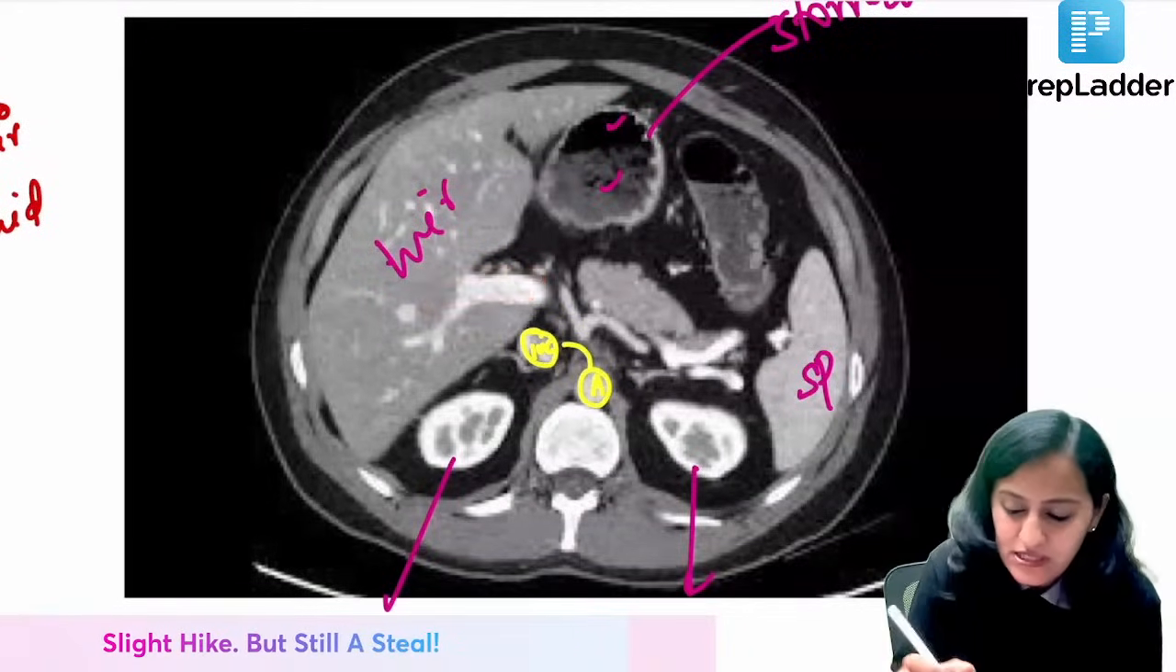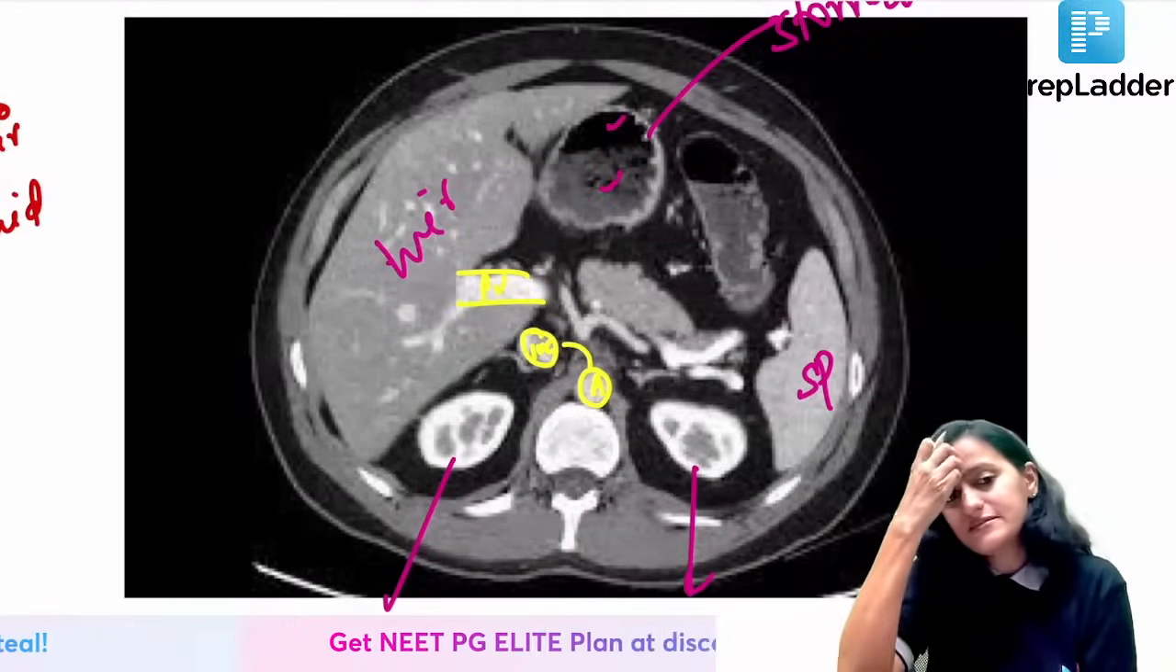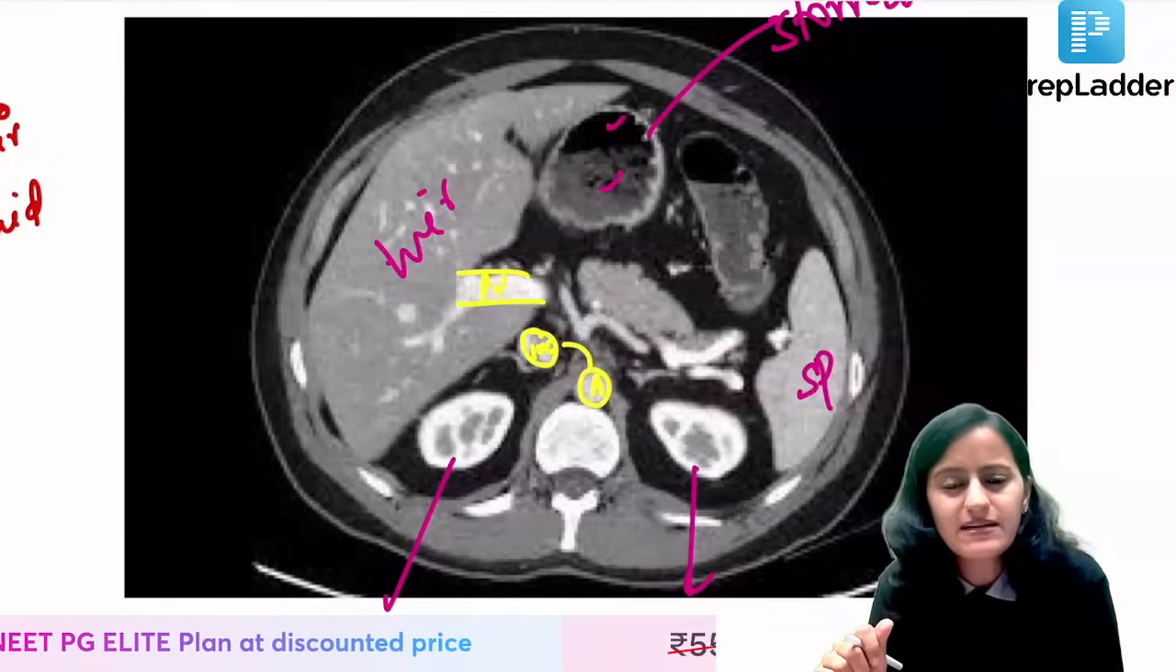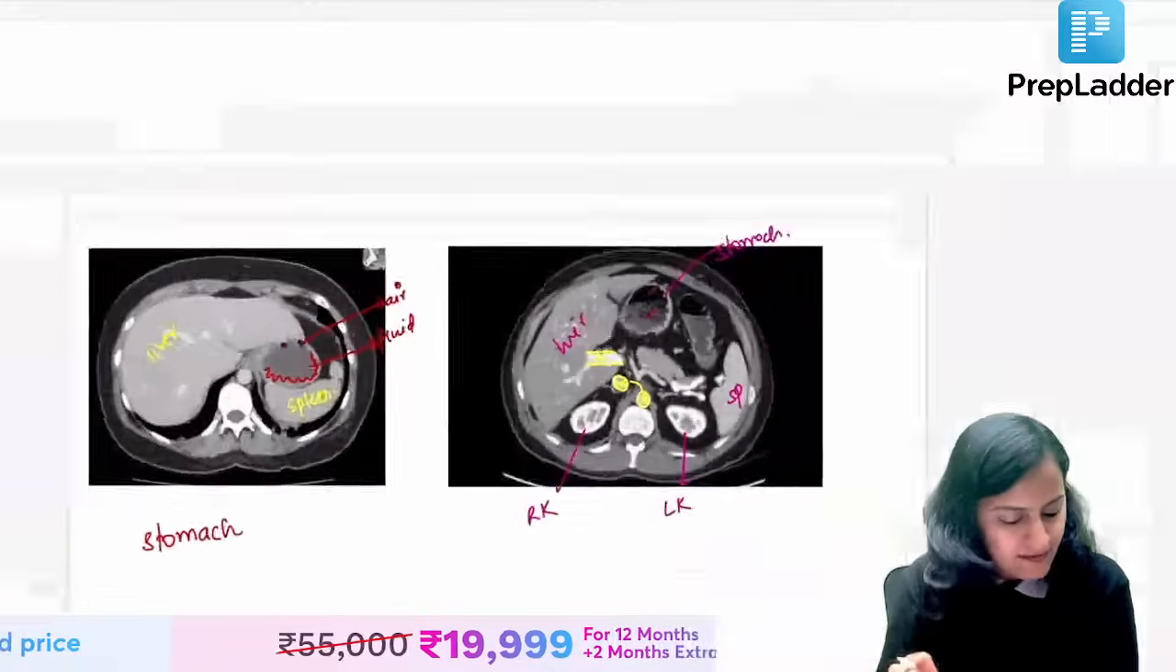And this is the portal vein going into the liver there. That is the portal vein that you are seeing. Okay, clear with everyone? Right.